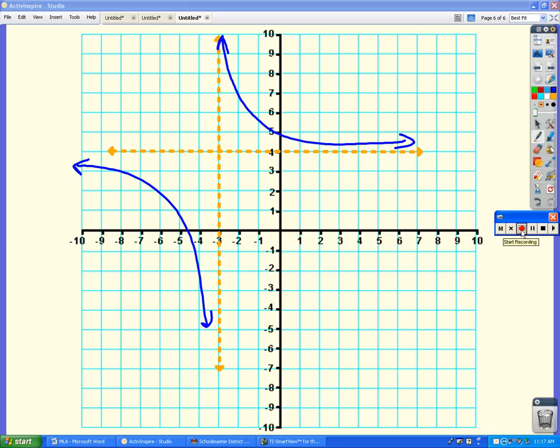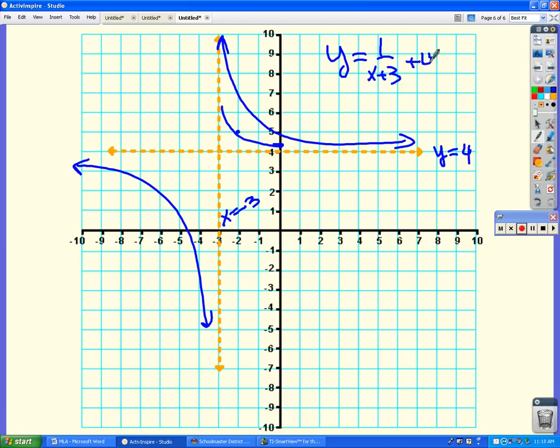Okay, so we can also, of course, always go the other way. Given the graph, you should be able to now come up with the function. So you know that you've got a y equals 4 thing going on right there, and an x equals -3 thing going on right there. So that means y equals, now what number goes on top? Just go with 1. Then it's 1 over x plus 3, plus 4, because the x is opposite.